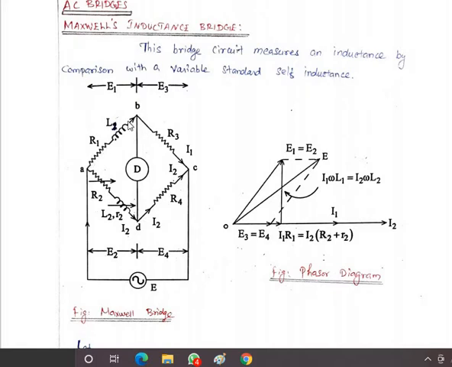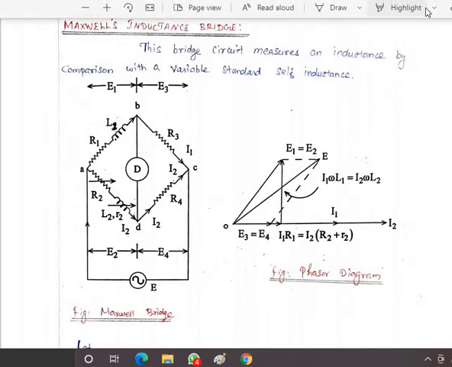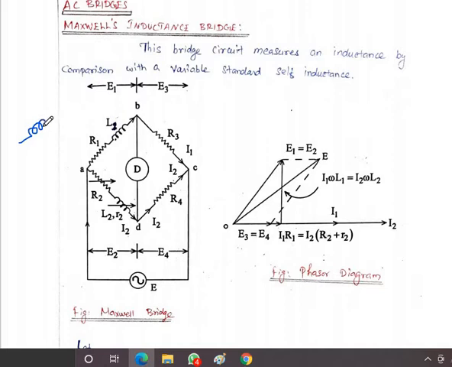The bridge is formed with four arms: AB, AD, BC and CD. In one arm we connect the unknown inductance. L1 is the unknown inductance, and R1 is the series resistance, which is the internal resistance of the inductance. Inductance is nothing but a coil.